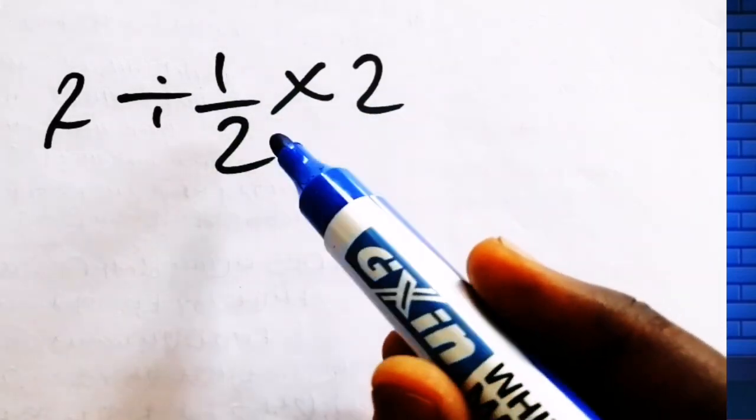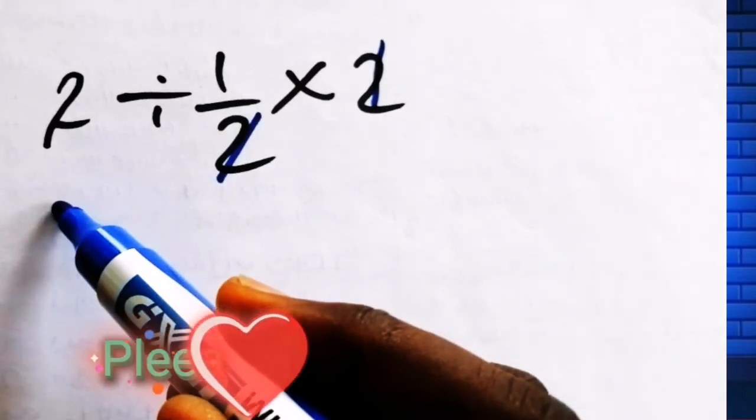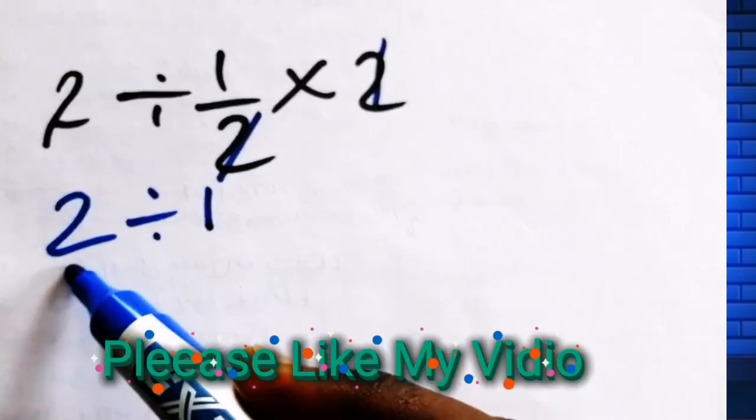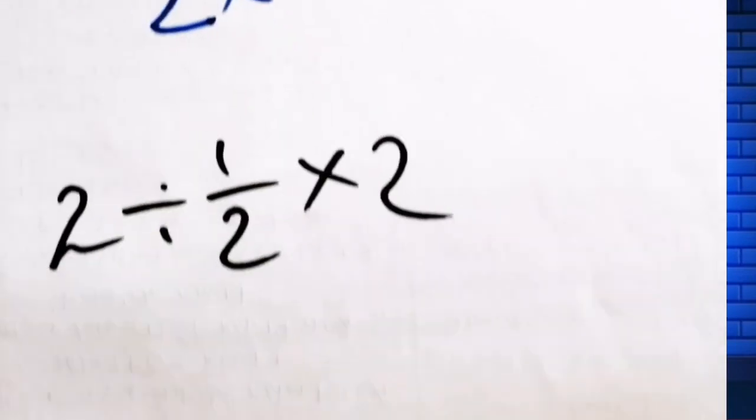1 over 2 times 2. Okay, here 2 by 2, 1 by 2, 1 times 1, which is 1. That means 2 divided by 1. 2 divided by 1 equals 2. But this answer is not correct.